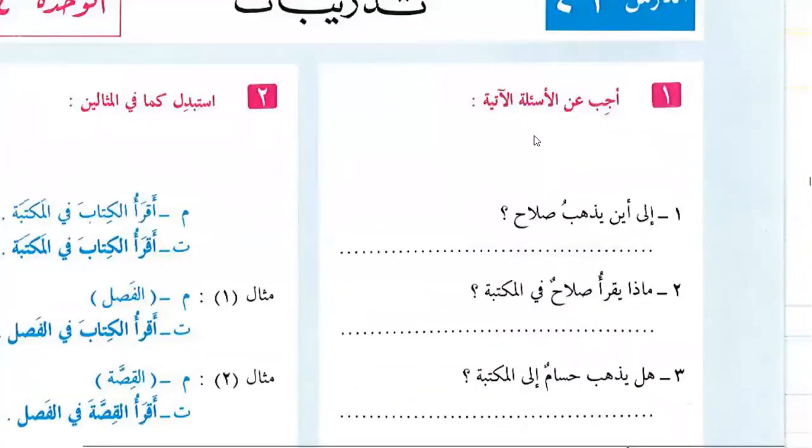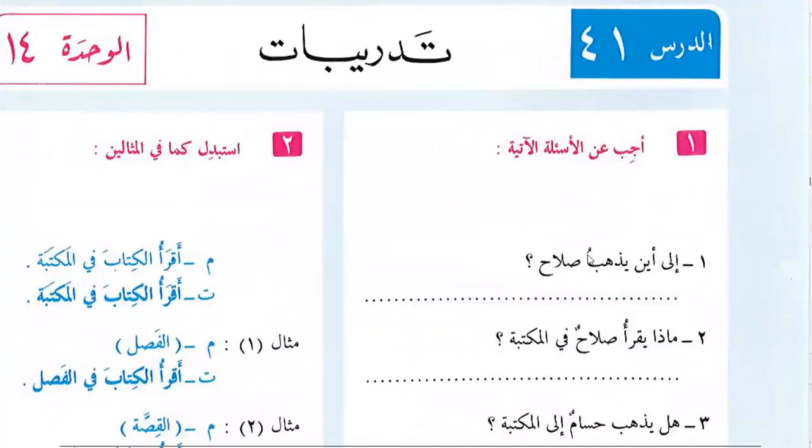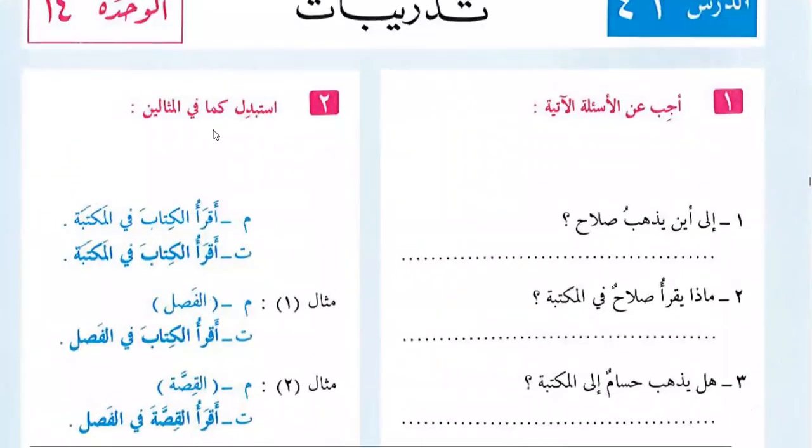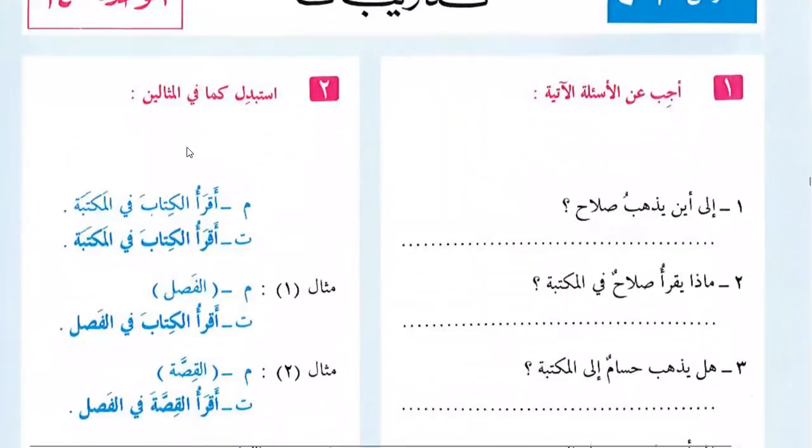Ajiban ila asilatil atiya. Answer the following questions. You will write the answers of these questions according to the lesson. Istabdil kama fil misalain. Replace like in the two examples. The mudarris said, akraul kitaba fil maktaba. I read the book in the library. Mudarris gave the word al fasal. Akraul kitaba fil fasal. I read the book in the class. Then mudarris gave the word qissa. Akraul qissa fil fasal. Basically, he is telling you about maful bihi.